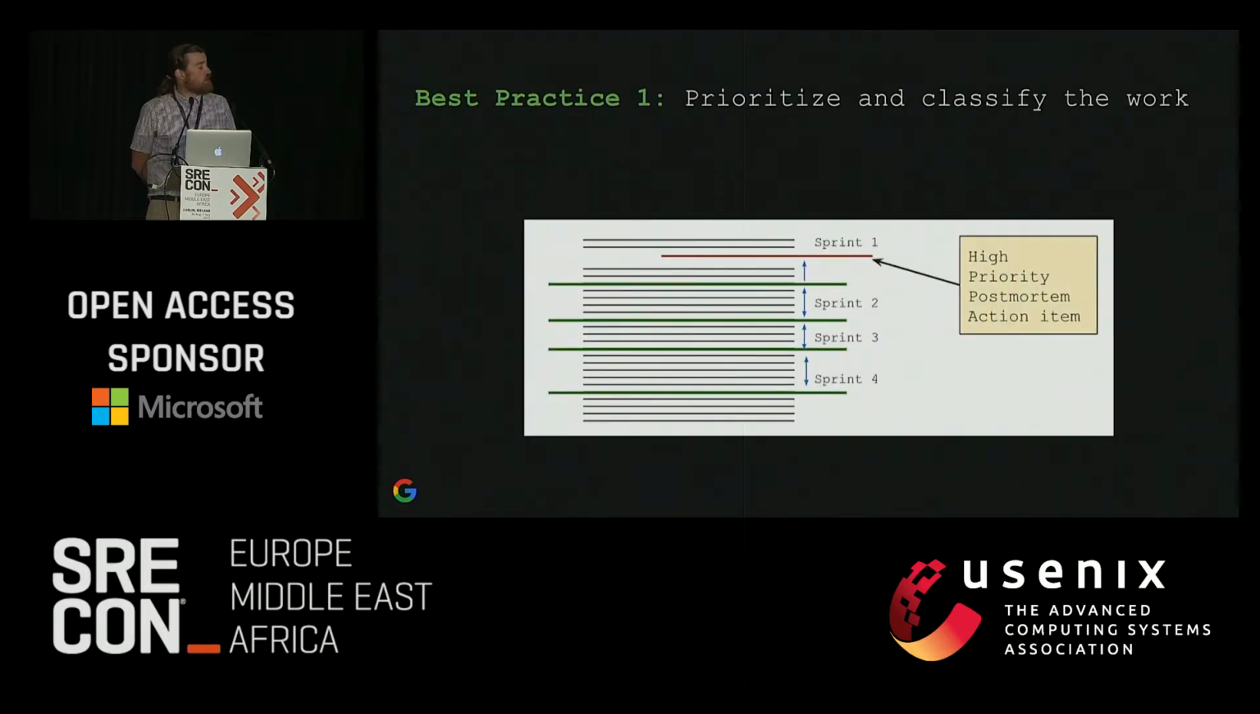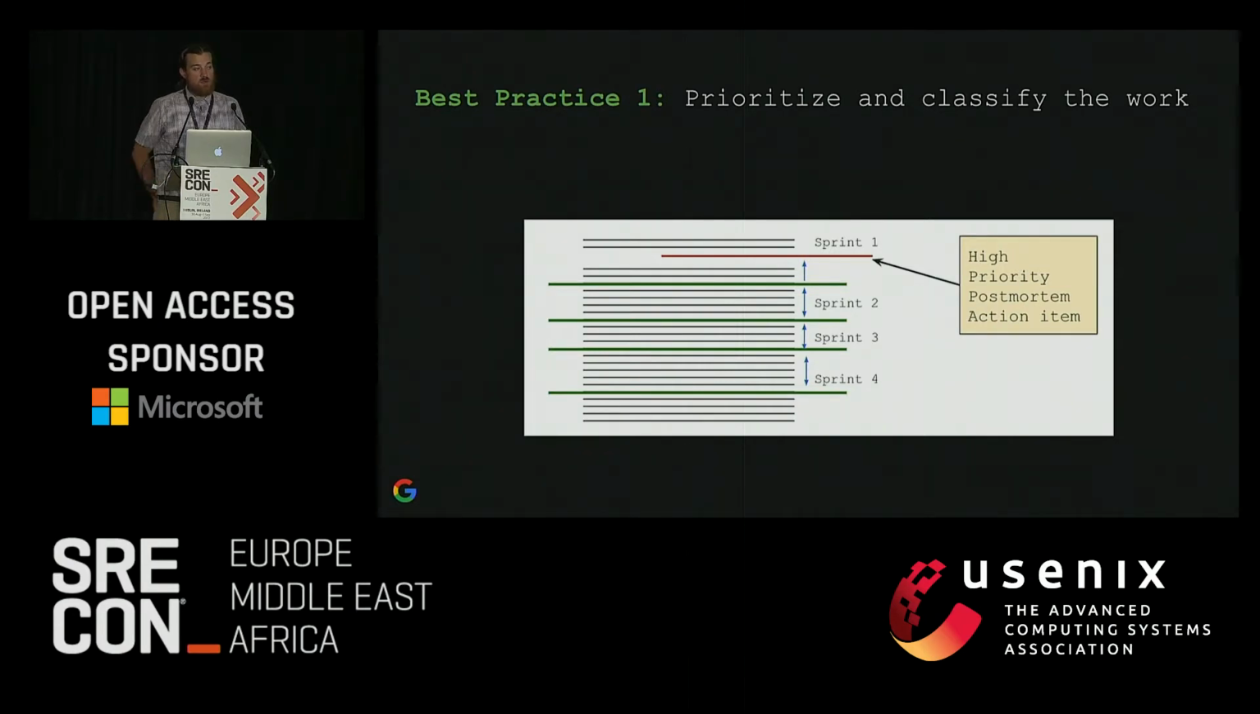So the first one is to prioritize and classify the work. We ask our postmortem authors to classify the action items by type so that we can make sure that we have, like I mentioned, detection, mitigation, prevention. We also ask them to prioritize the action items. So the priority guides what the SLO is for actually closing them out. That could be between P0, P1, P2, P3.